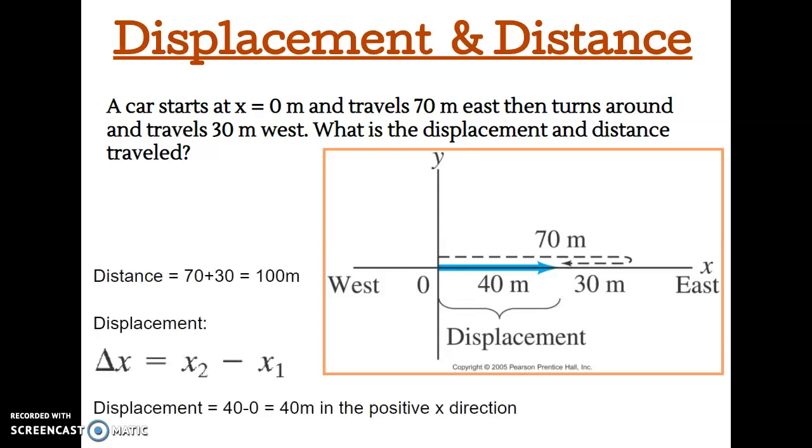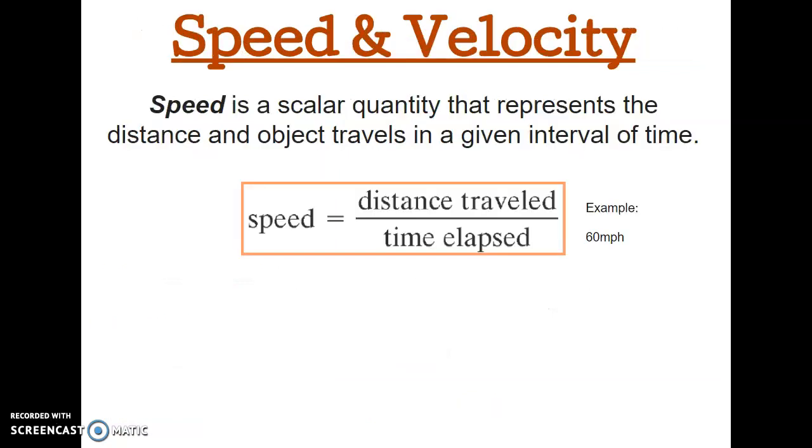The displacement, on the other hand: if we look at where the car started, at 0, and where the car actually ended up, the car ended up at 40 meters over here. I don't care how the car got there. I don't care if it took a super long path. What matters for displacement is the end point and the start point. So in this example, the displacement would be the end point, 40, minus the beginning point, 0, that's 40 meters in the positive x direction, or we can say in the east direction. That's very important. We need to specify the direction.